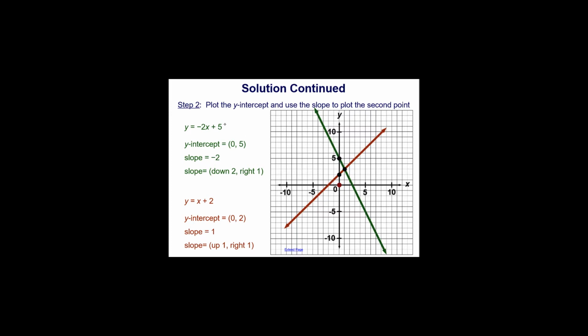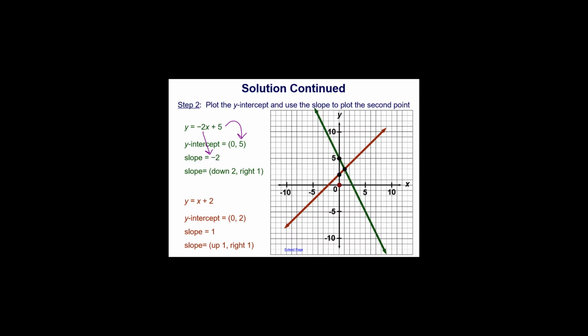It was very easy to see from the value of b that the y-intercept was 5, and from the coefficient of x, m, that the slope was negative 2. So from 0, 5, we can then move down 2 and right 1 and graph our first line. Then we can do the same exact thing with the second line graphed here in orange.